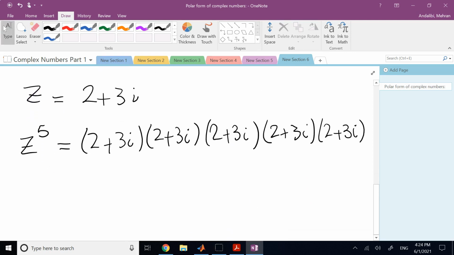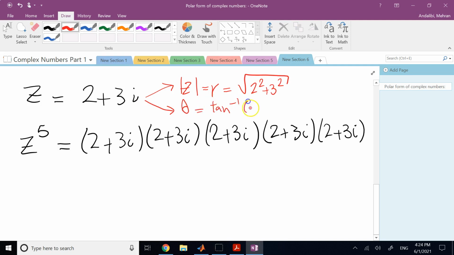Let's not avoid it. So if I want to write this as magnitude and angle, I have to find a magnitude and angle. So the magnitude of it is clearly r, which is equal to the square root of 2 squared plus 3 squared. And the angle theta is equal to the tangent inverse of 3 over 2. So let's calculate these numbers.